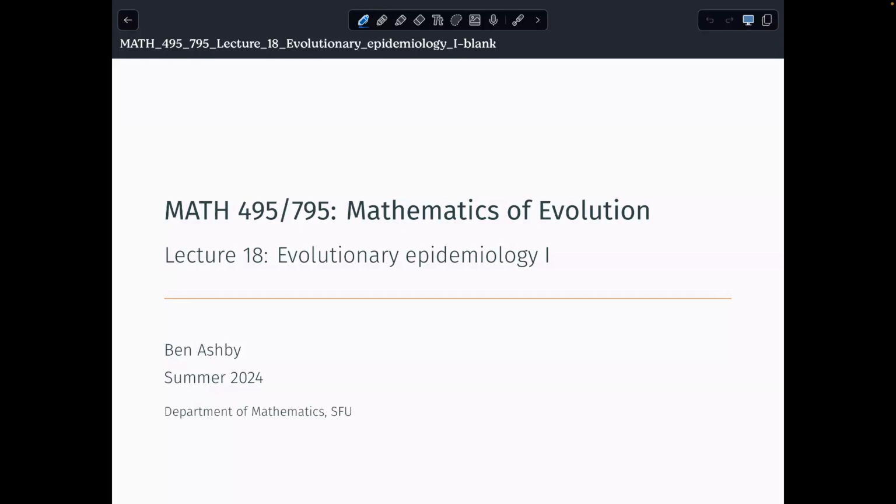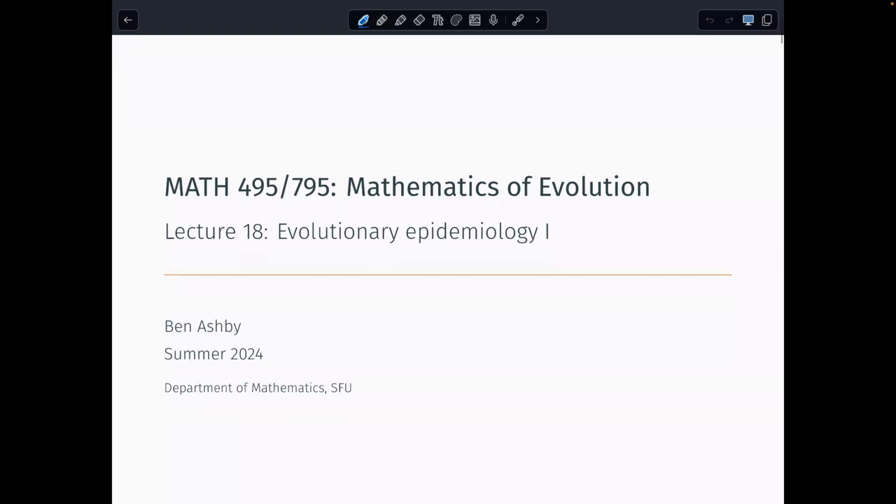So we're going to be delving into this a little bit today and using some of the techniques that we've learned recently to do with adaptive dynamics to try to understand how we can predict key traits related to pathogens that cause infectious diseases. How do these key traits evolve?